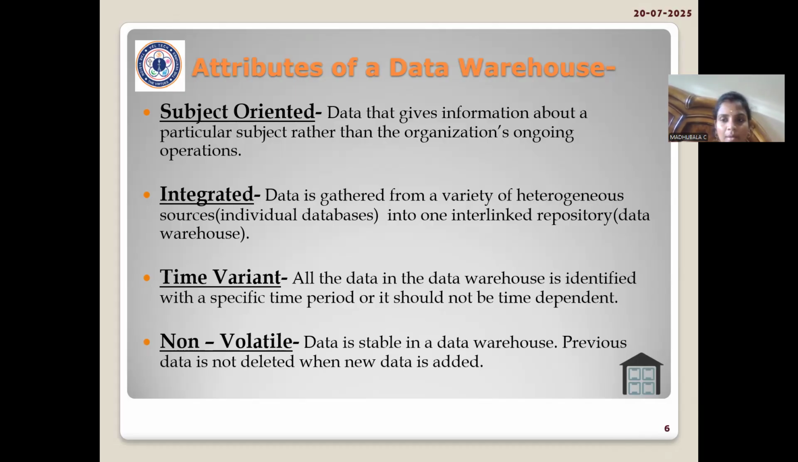If I'm working in a college, I have data with the college, so that database can also be stored. Likewise, my colleague information is also stored in a database. That is called integrated: databases from heterogeneous sources combined into one interlinked repository. An organization having all kinds of databases, all those databases must be stored in a data warehouse.